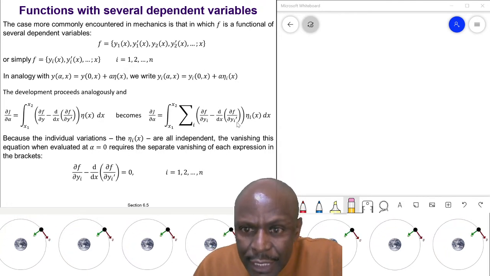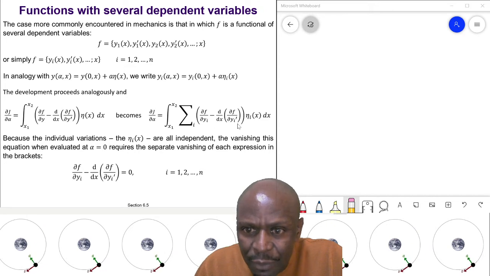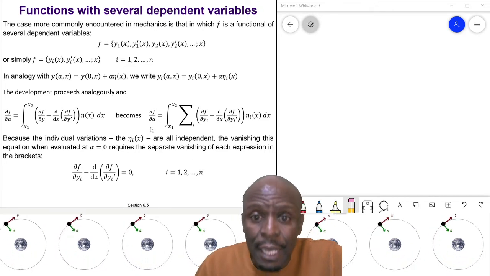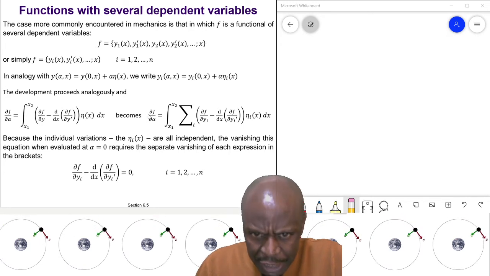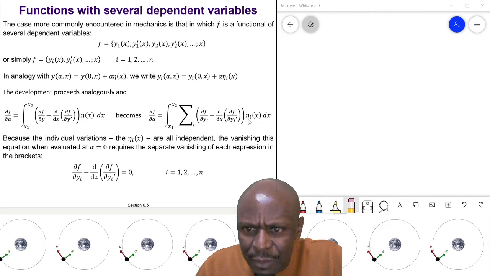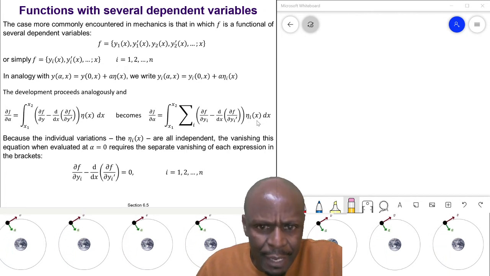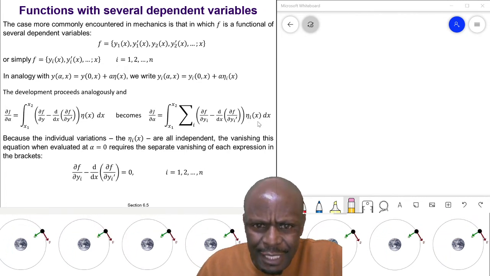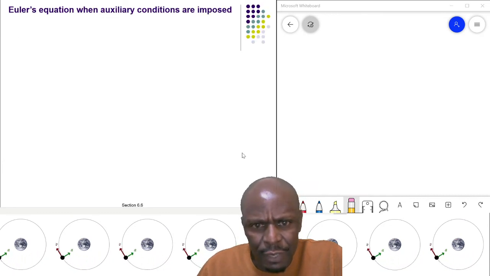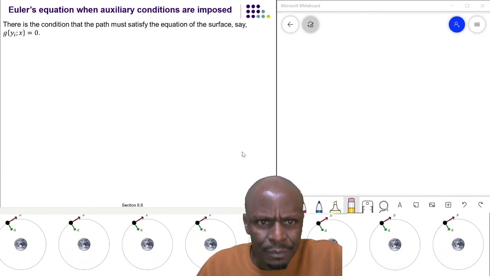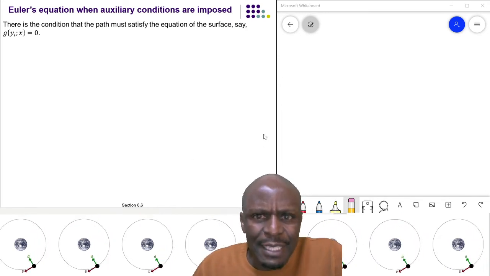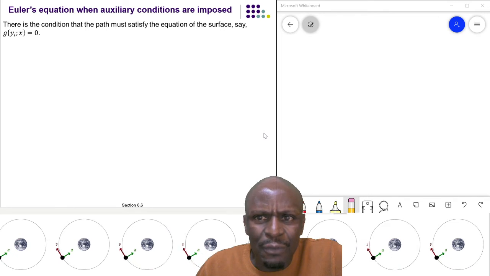Therefore, this term inside the brackets must be equal to 0 in order for us to get the desired condition. This must just be equal to 0. The variation cannot be 0, because it is just an arbitrary variation. So this is what you are going to have for the Euler equation for multiple terms. Now, there is a condition that the path must satisfy the equation of the surface.